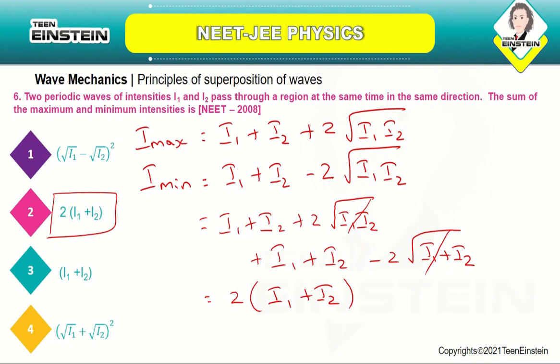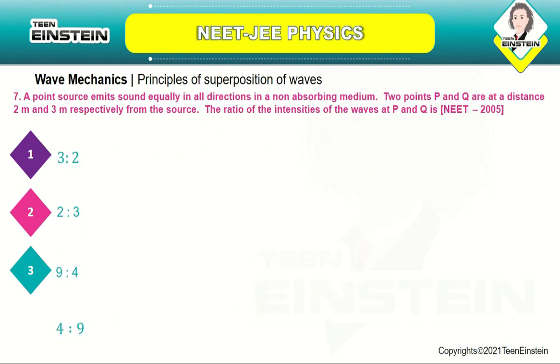Okay, so let us now move on to the next question. A point source emits sound equally in all directions in a non-absorbing medium. Two points P and Q are at a distance 2 meters and 3 meters respectively from the source. The ratio of the intensities of the wave at P and Q is. So here they are telling that a point source is emitting sound equally in all the directions in a non-absorbing medium, and 2 points P and Q are at a distance 2 meter and 3 meter respectively from the source.